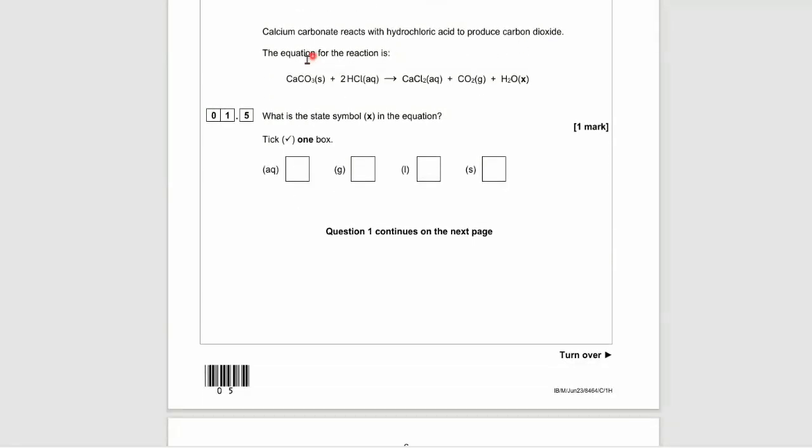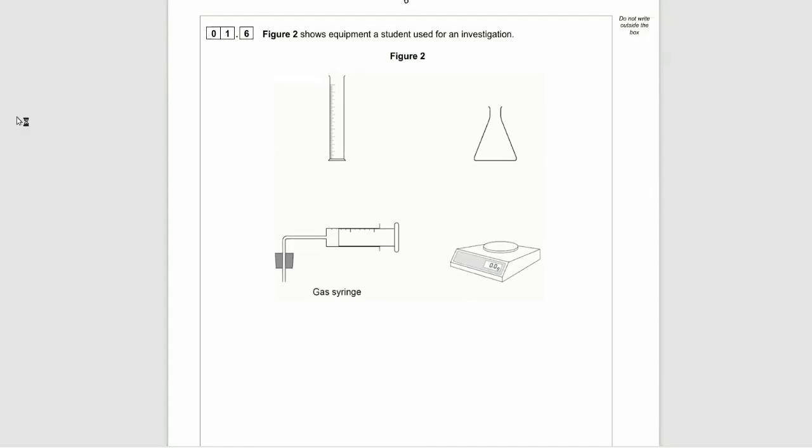Calcium carbonate reacts with hydrochloric acid to produce carbon dioxide. The equation for the reaction is CaCO3 plus 2HCl goes to CaCl2 plus CO2 plus H2O. What's the symbol for the water? You all know that. Water's a liquid, so it has the symbol L. Don't mistake water as being AQ. Water can't be dissolved in water, so it's not aqueous.